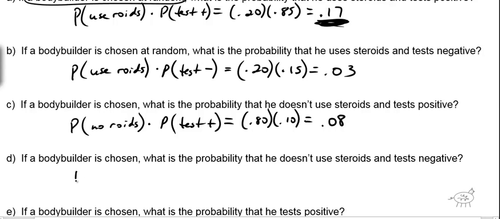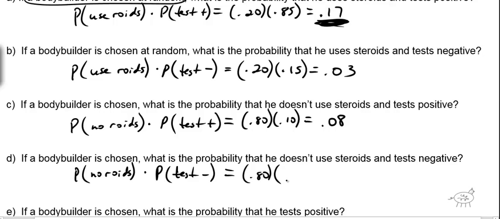So this one is probability of no roids times probability of test negative, and that's going to give us 0.80, plus probability of not using steroids, and probability of getting test negative is 0.90. So the answer comes out to be 0.72.